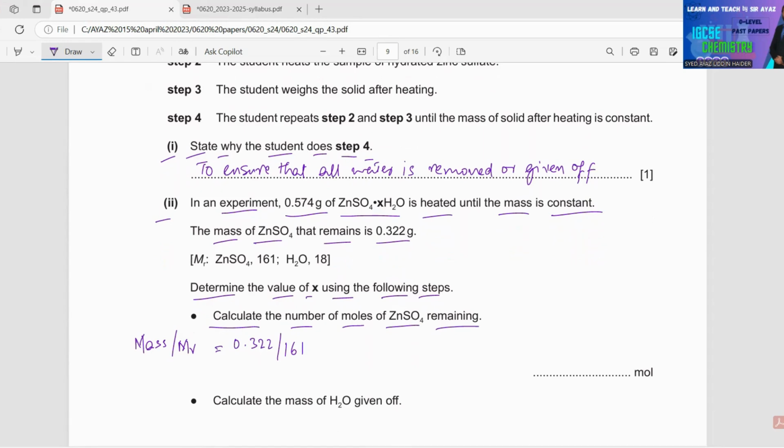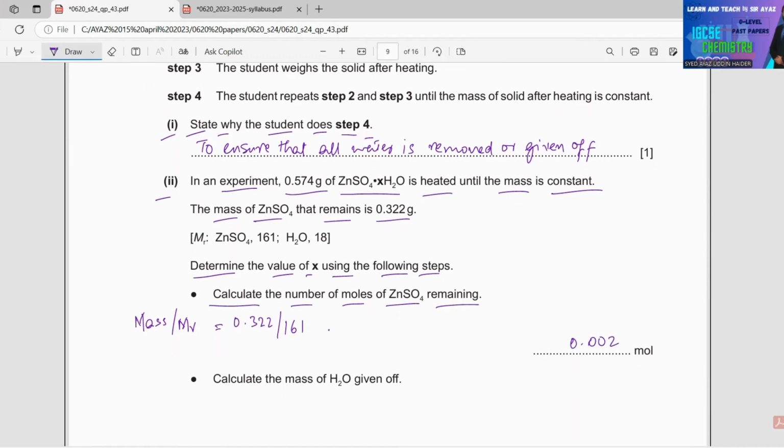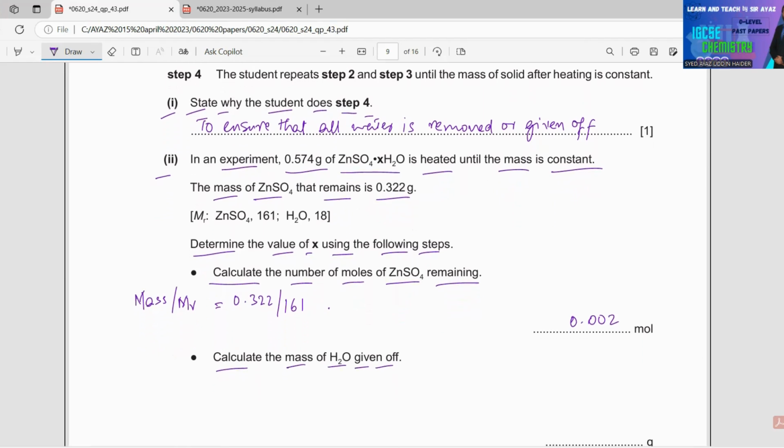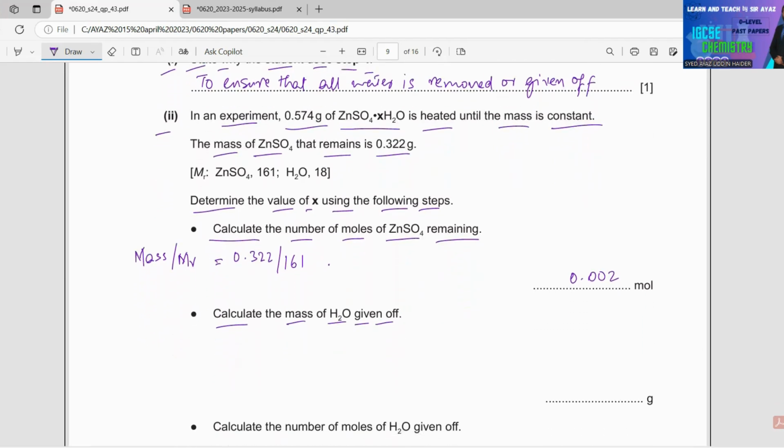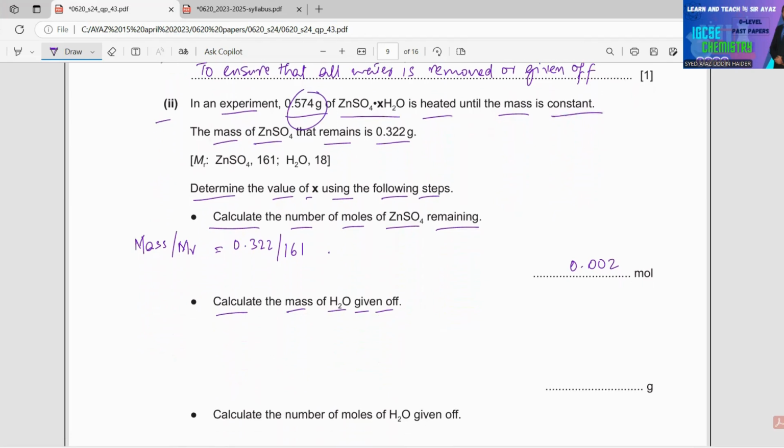So 0.002. This is the mole of ZnSO4 remaining. Calculate the mass of H2O given off. In order to get the mass of H2O, we need to subtract the mass of ZnSO4 obtained from the initial mass.